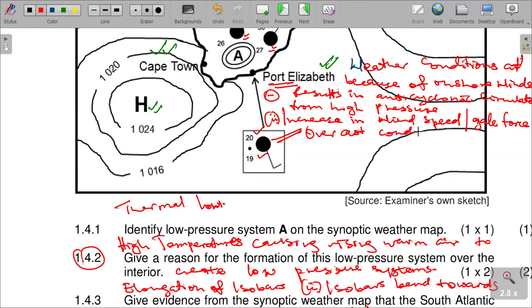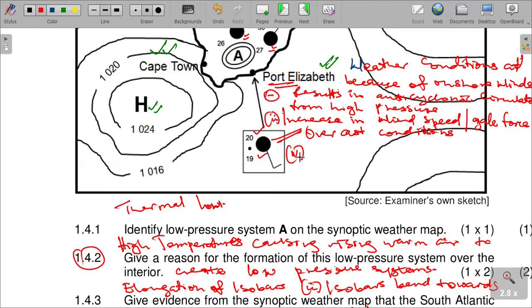Overcast conditions, we can also talk about that, which increases the cloud cover there. Overcast, obviously, they increase what? They increase the cloud cover.